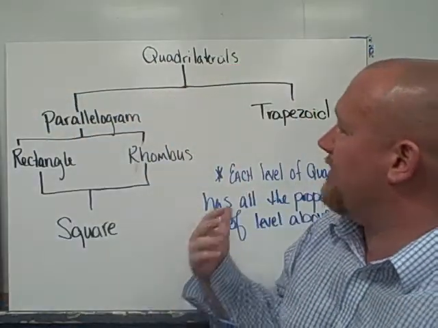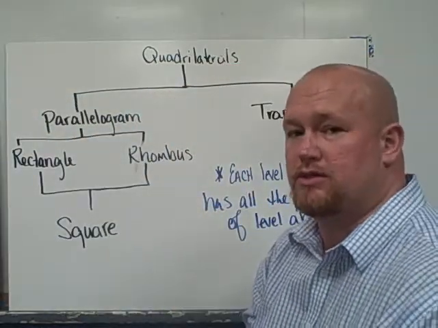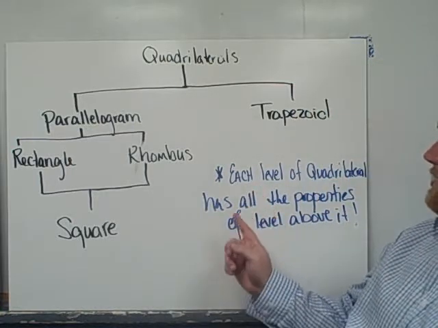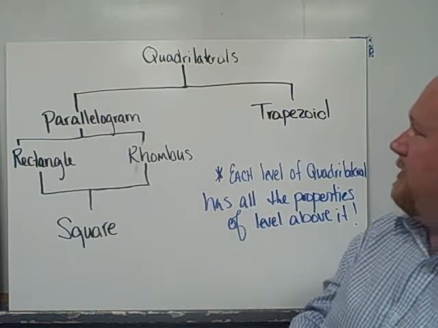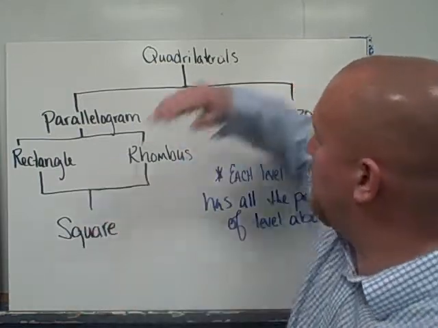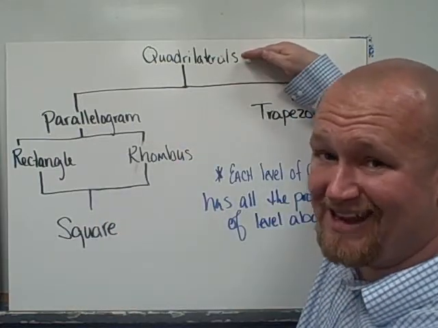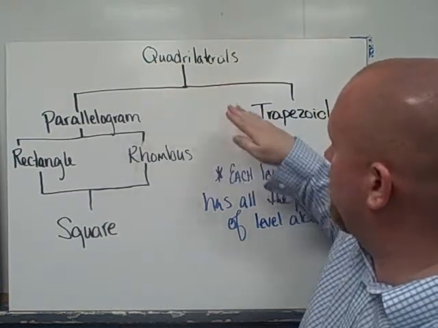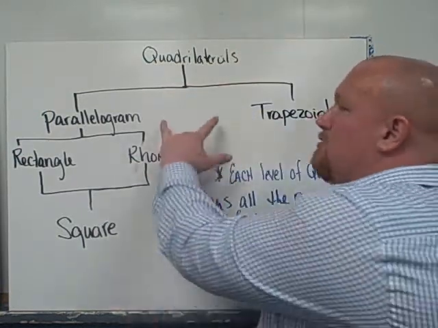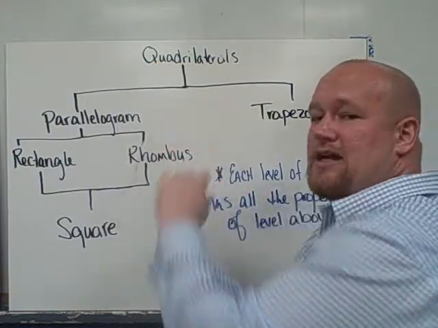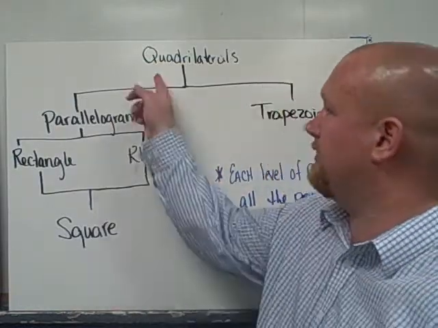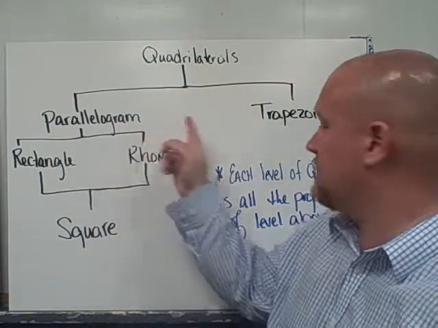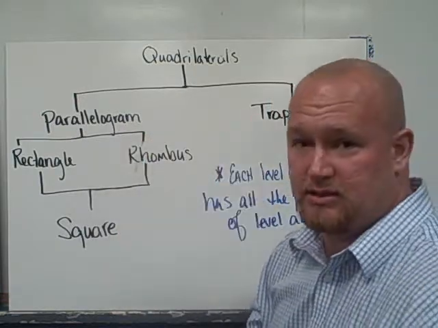So this is kind of what the hierarchy of quadrilaterals looks like. The big thing to remember is that each level of quadrilateral has all of the properties of the level above it. So the top dog is quadrilateral. He's like the granddaddy of them all. All right? And he spawns parallelogram and trapezoids. Now, these two do not have anything in common except that they are four-sided polygons like the quadrilateral. Two sets of parallel sides, one set of parallel sides.